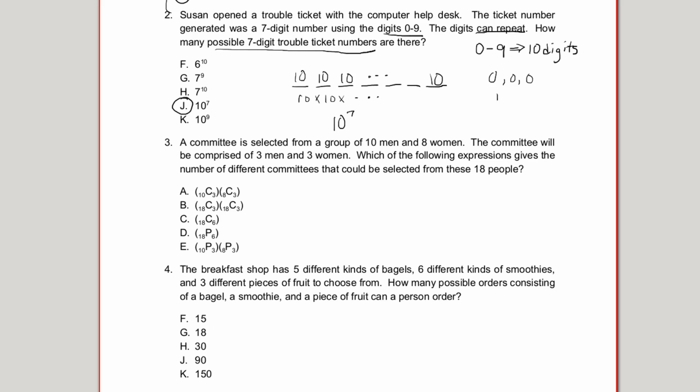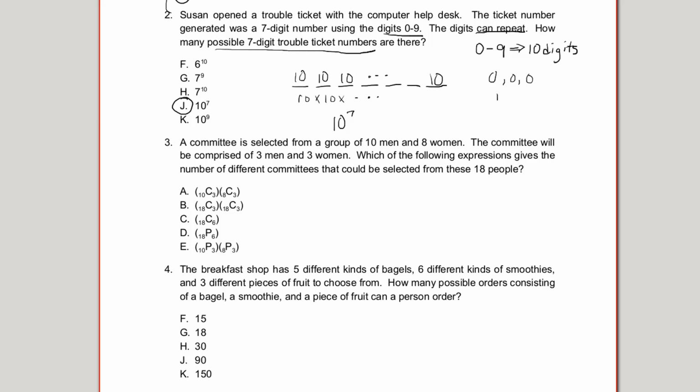Question number 3 states that a committee is selected from a group of 10 men and 8 women. The committee will be comprised of 3 men and 3 women. Which of the following expressions gives the number of different committees that could be selected from these 18 people?